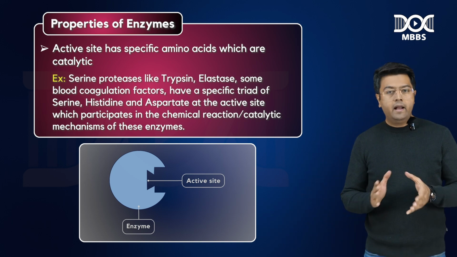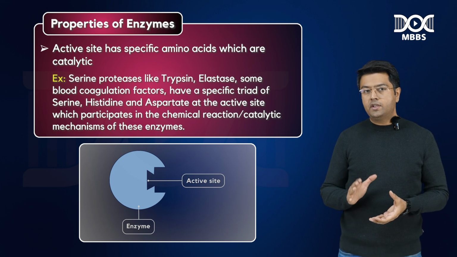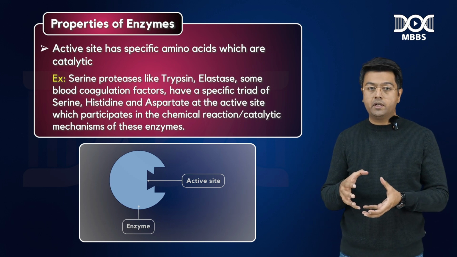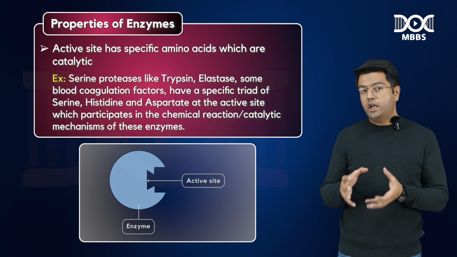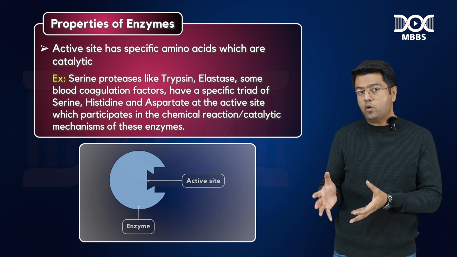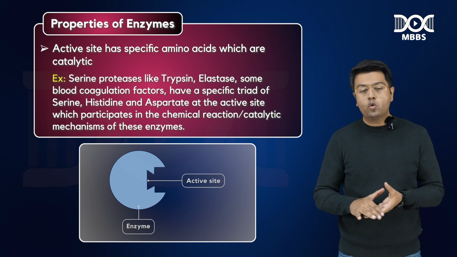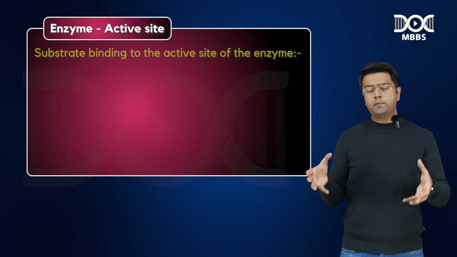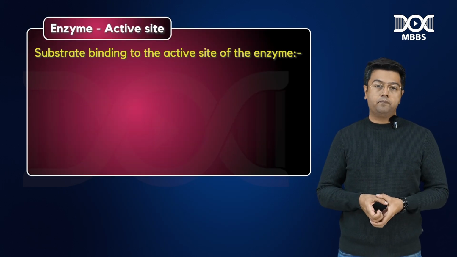Like serine proteases have the serine, aspartate, and histidine triad. Right, guys? And one thing I told you is that the transition state is more complementary to the active site than the shape of the substrate. Okay, so the shape of the substrate is not important. The shape of the transition state is more complementary here. Remember this.